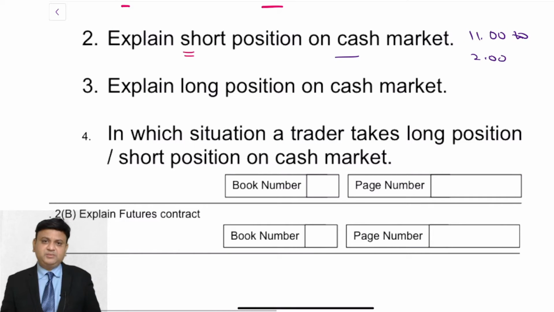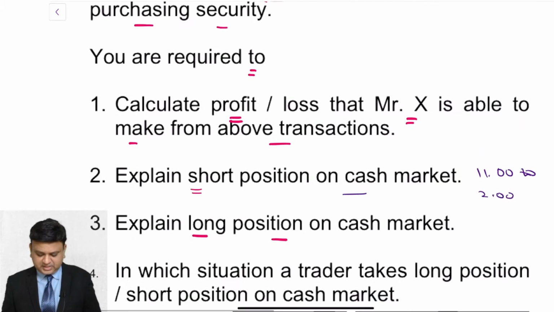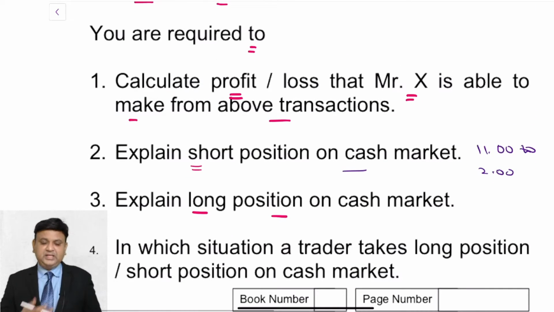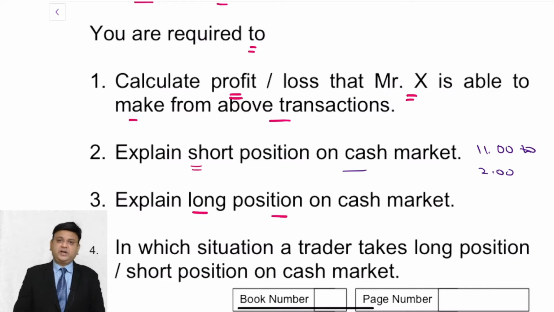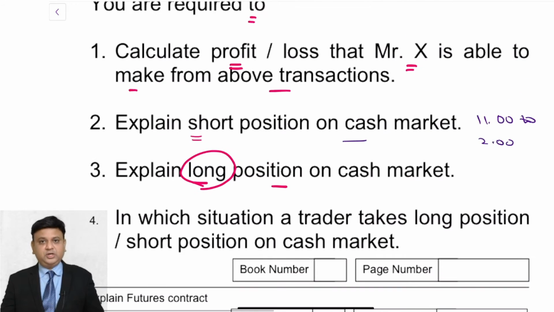The third question is very similar: explain long position on the cash market. That's very simple. Let us say that I am holding 10 equity shares of a company, that is simply given the name that I am long on that stock. Long on stock means I am holding that security. Suppose I have 10 equity shares of Tata Consultancy Services, then in that case I am long on TCS. Long means you are purchasing the stock. That is what we understand as the long position on cash market. Simply you are holding the security.